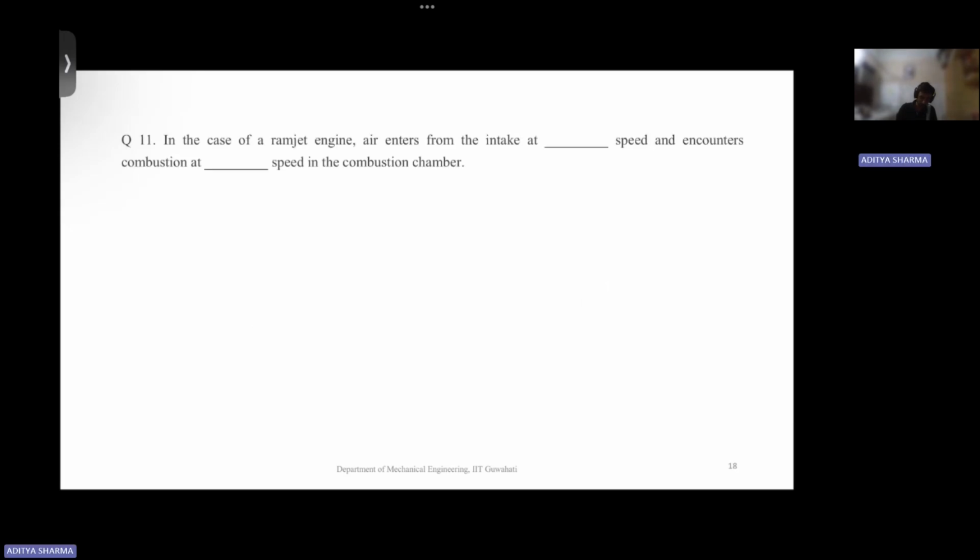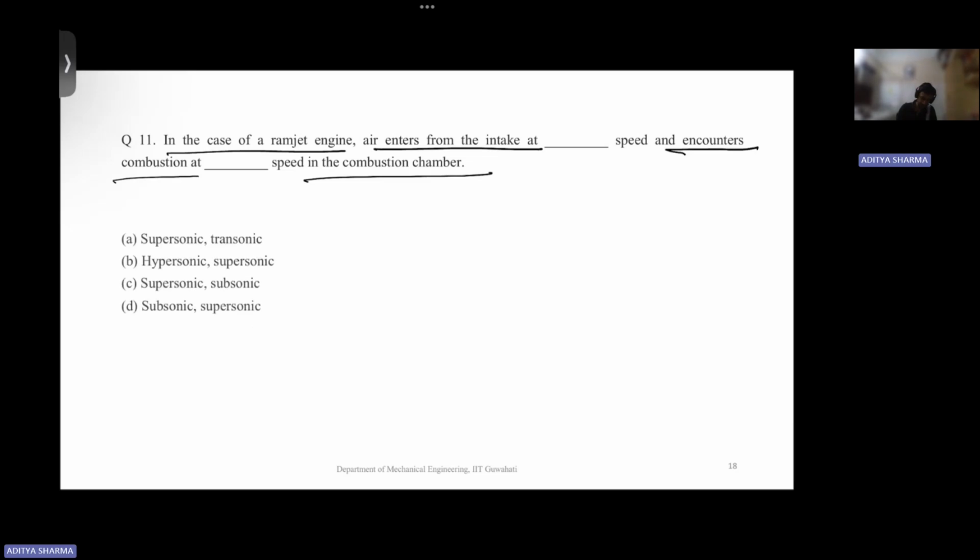Then question number 11. In the case of a ramjet engine, air enters from the intake at dash speed and encounters combustion at the combustion chamber. So it enters at supersonic speed and the combustion takes place at subsonic speed. So C is the correct option.